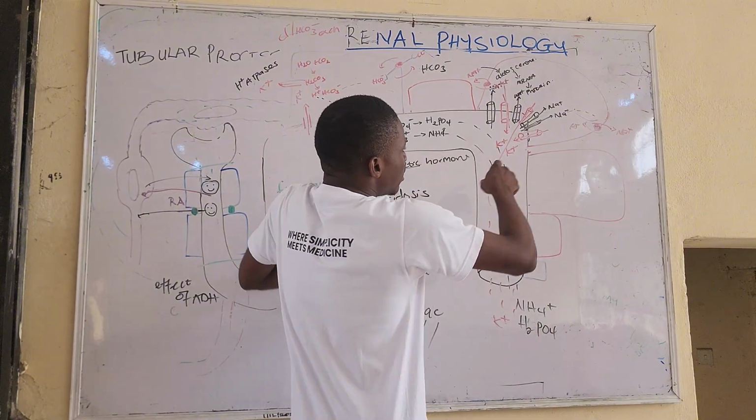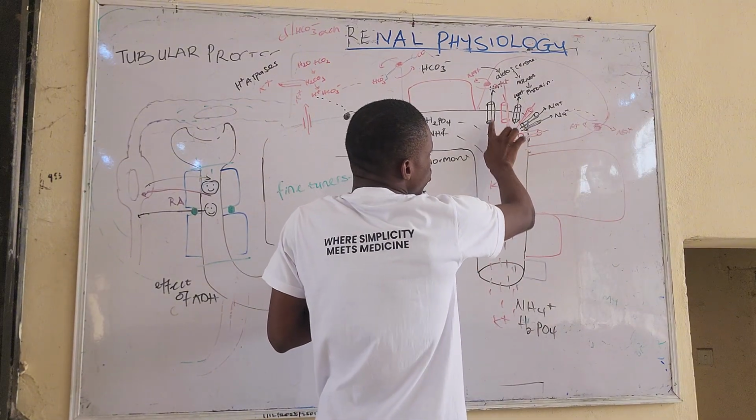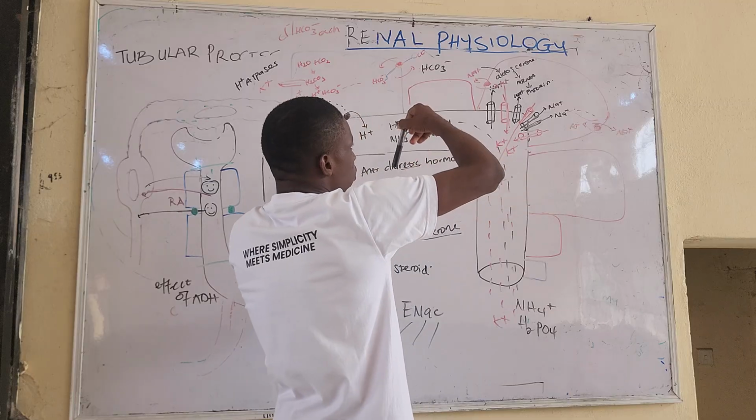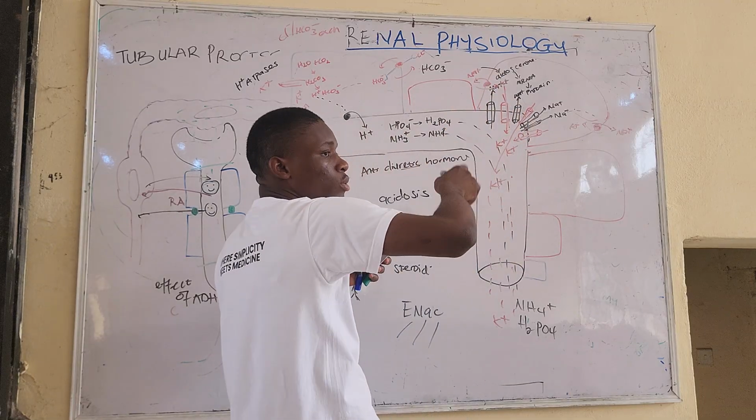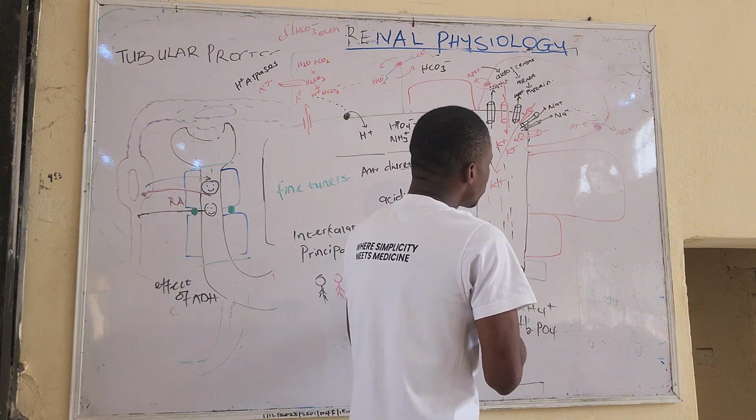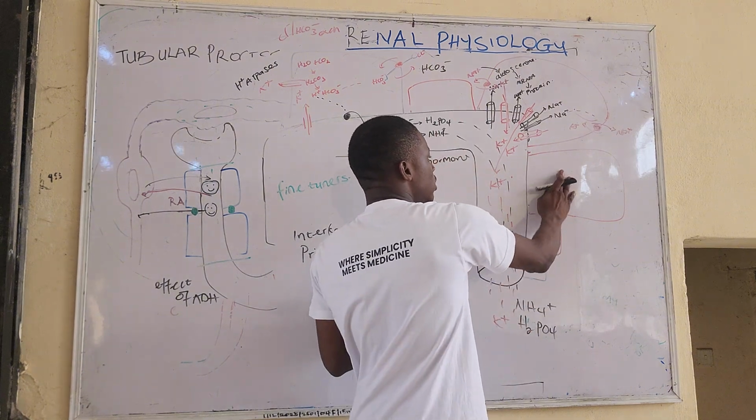I forgot to add that this aldosterone, what is it carrying inside? Sodium. It is carrying both sodium and water. Now, anywhere sodium goes, water follows. Now, let's look at how ADH acts on the principal cells.